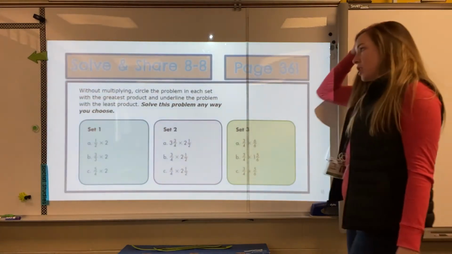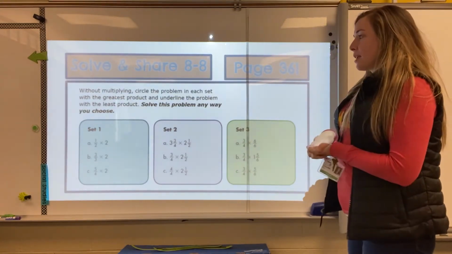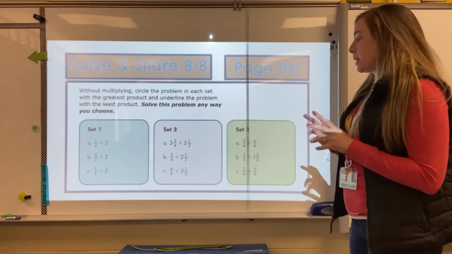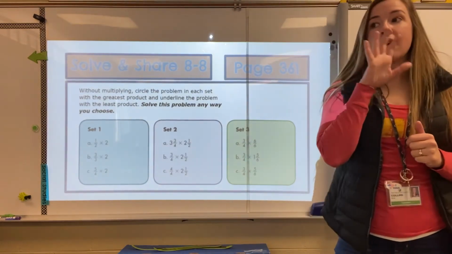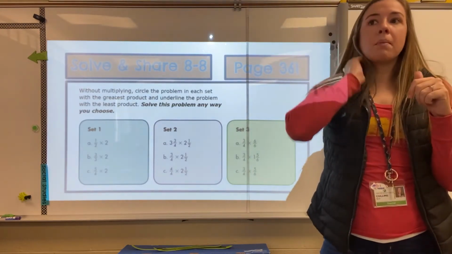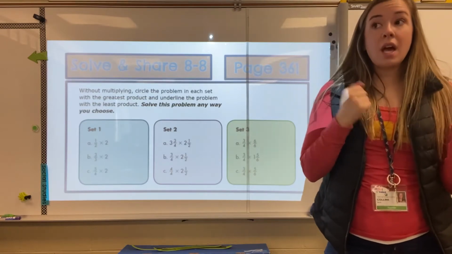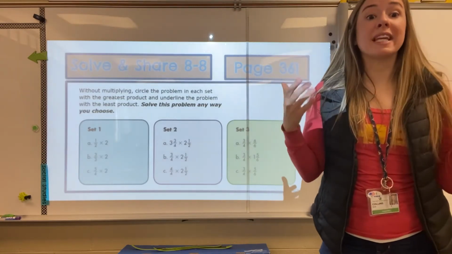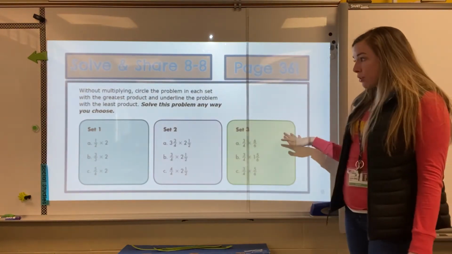Okay, here's our solve and share. It says, without multiplying, circle the problem in each set with the greatest product and underline the problem with the least product. Solve this problem any way you choose. What we need to keep in mind here is when we multiply a number greater than 1 by a number greater than 1, we get a greater answer. When we multiply a number by a number less than 1, we get a smaller answer. And when we multiply a number less than 1 by a number less than 1, our answers get even smaller.